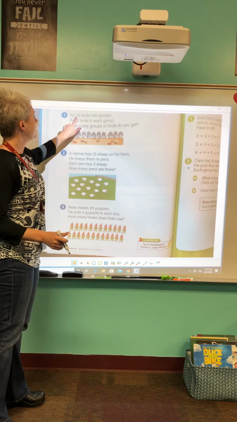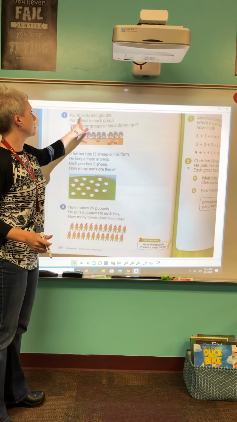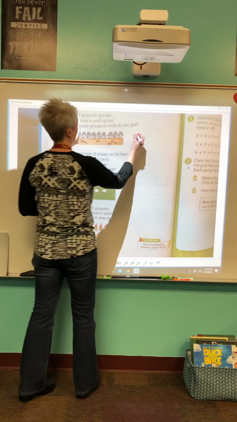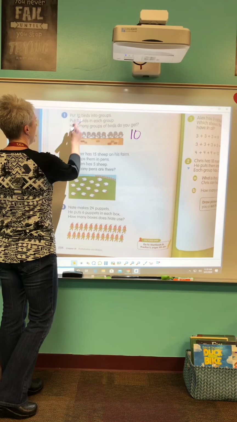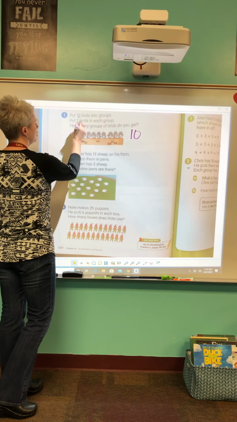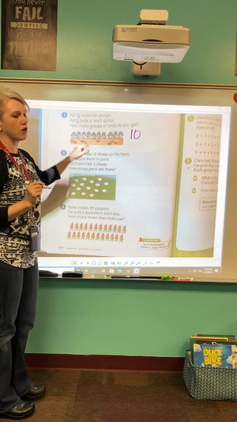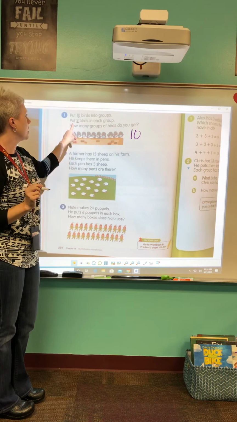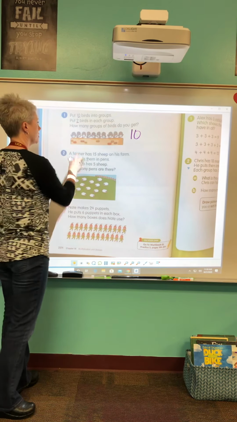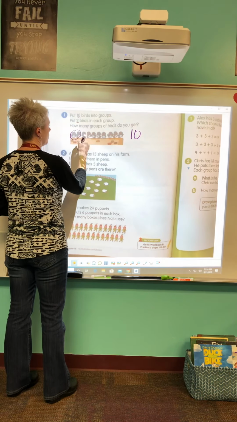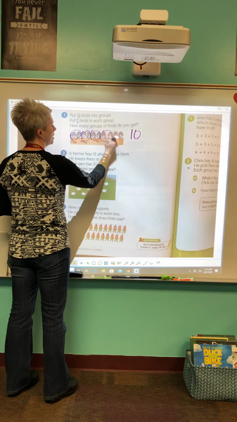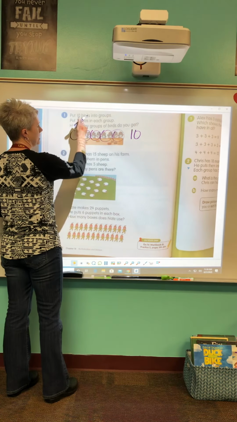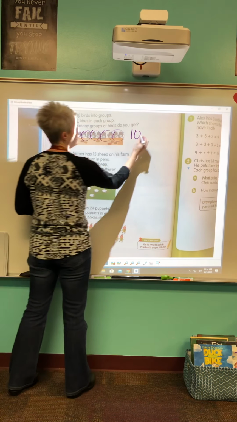So put 10 birds into groups. So 10 is our whole number, okay? We have 10. Put 2 birds in each group. So we're going to circle up groups of 2 because each group is going to have 2 birds. So 1, 2, 1, 2, 1, 2, 1, 2, 1, 2. So 10, and we divided by 2.